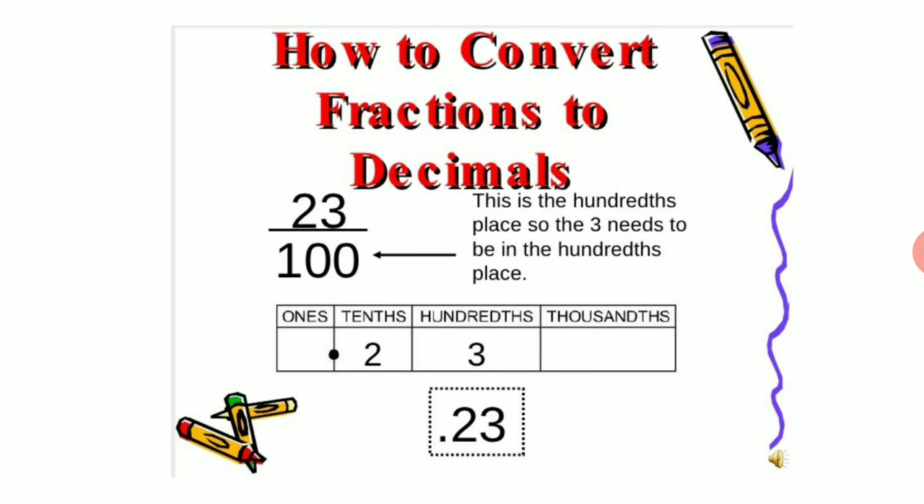We cannot divide 23 by 100. Why? Because the dividend is a 2-digit number and the divisor is a 3-digit number. So a 2-digit number cannot be divided by a 3-digit divisor.